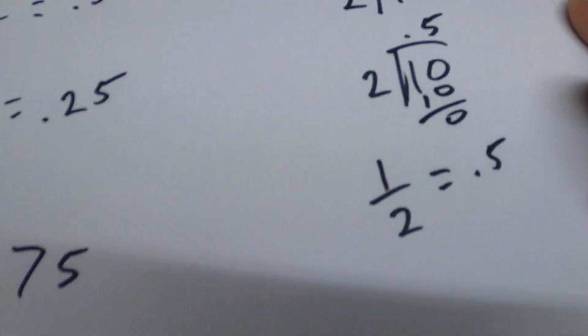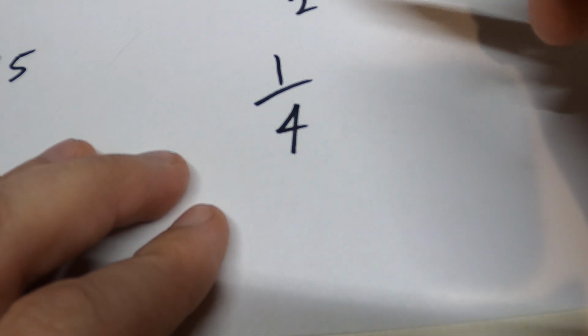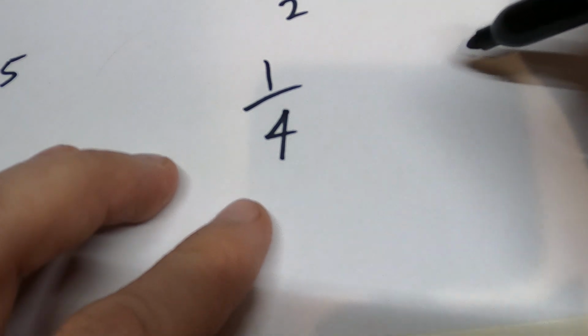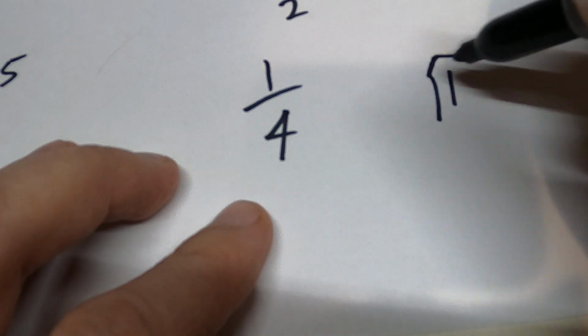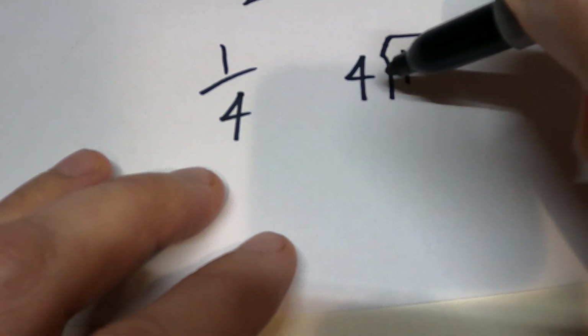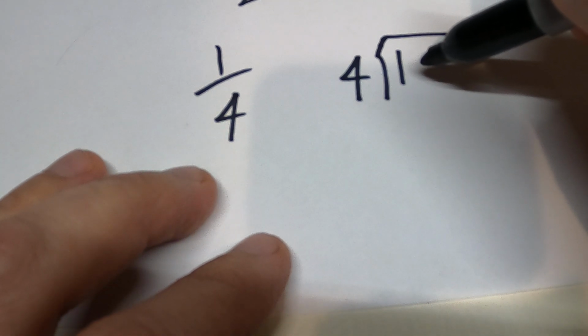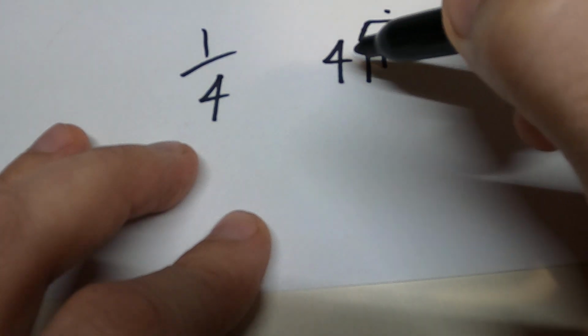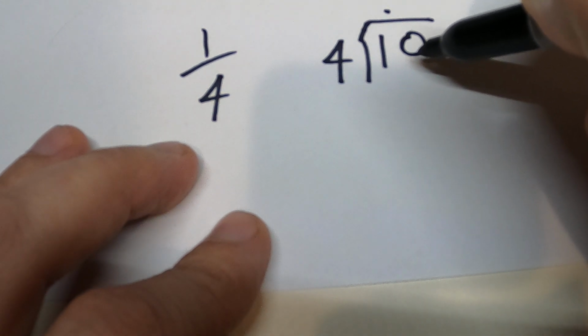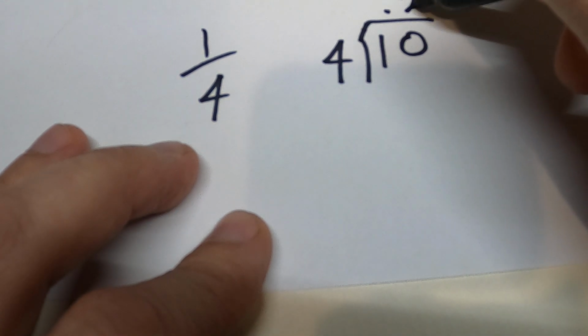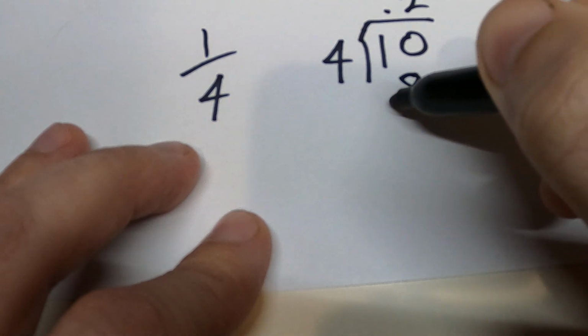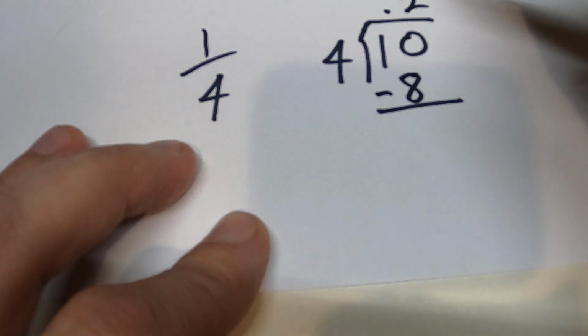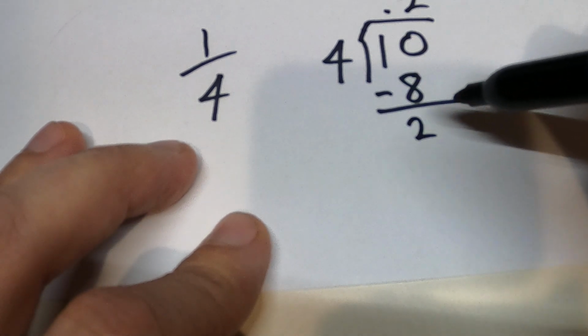So let's do another one, because that was a little quick. So let's go with 1/4. So that's going to be 1 divided by 4. And of course, 4 can't go into 1. So we add our 0 here and our decimal. But 4 can go into 10 2 times. 2 times 4 is 8. We subtract that, and that gives us 2 left over.